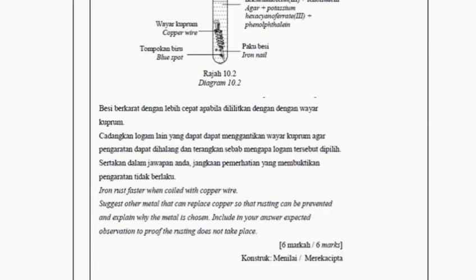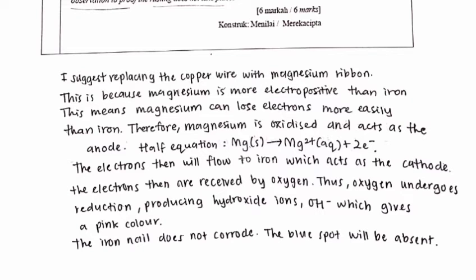Question number 4. Iron rusts faster when coiled with copper wire. Suggest another metal that can replace copper so that rusting can be prevented, and explain why the metal is chosen. I suggest replacing the copper wire with magnesium ribbon. This is because magnesium is more electropositive than iron, and it can lose electrons more easily than iron. Therefore, magnesium is oxidized and acts as the anode.